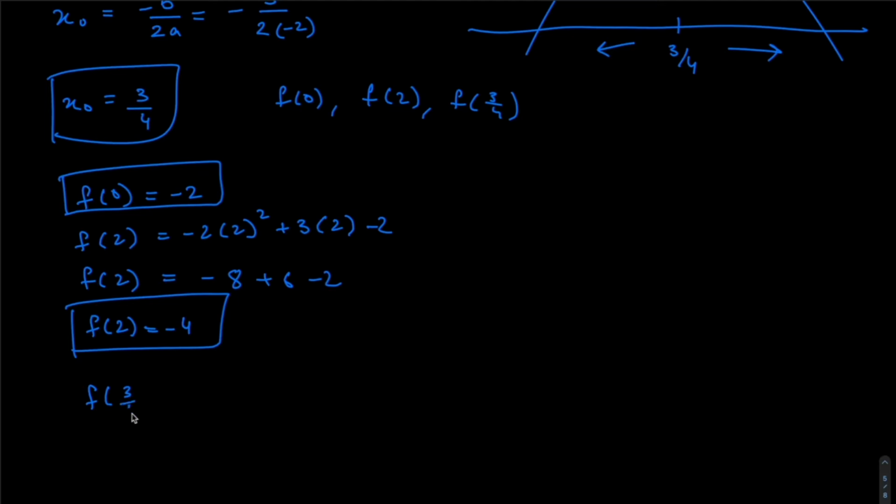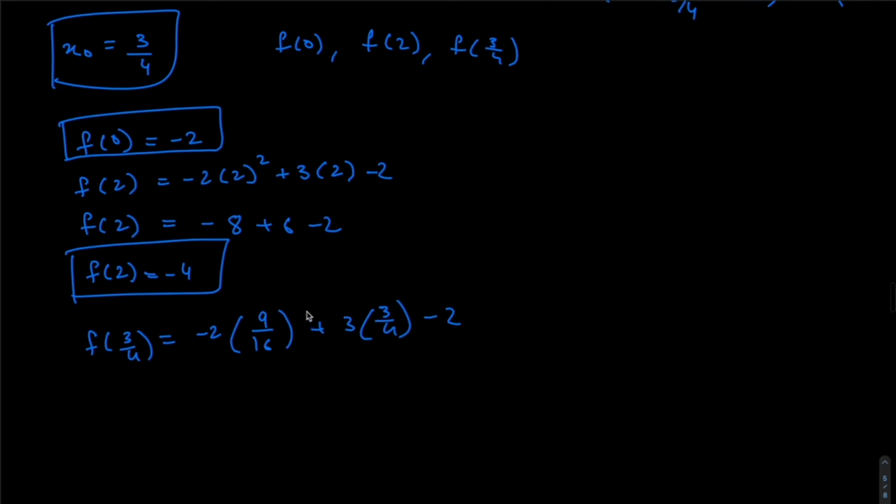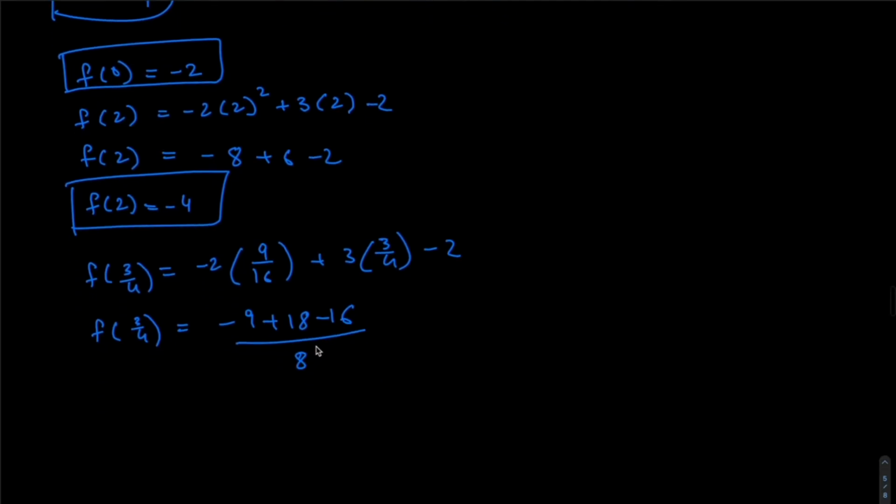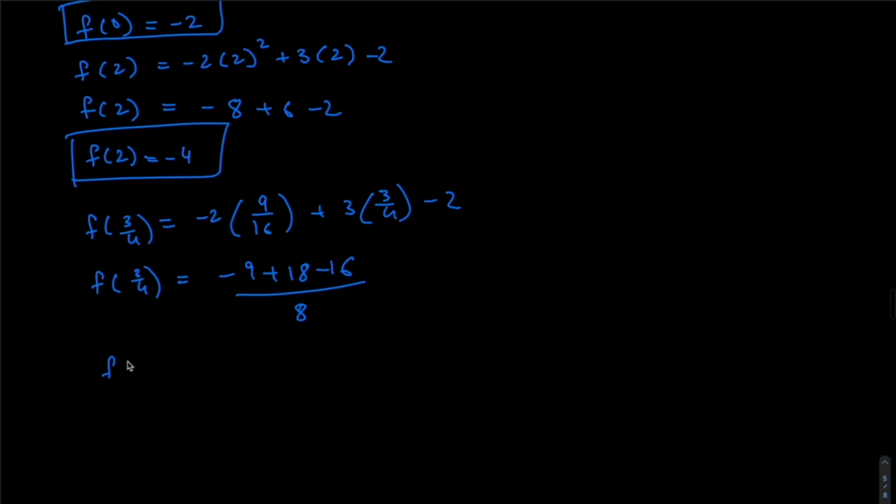So f of 3 by 4, it's going to give me minus 2 times 9 by 16 plus 3 times 3 by 4 minus 2, right? Which is going to give me, if I simplify this a little bit more, minus 9 plus 18 minus 16 upon 8. Okay, so that's what I'm going to get. And so f of 3 by 4 is going to be minus 7 by 8.